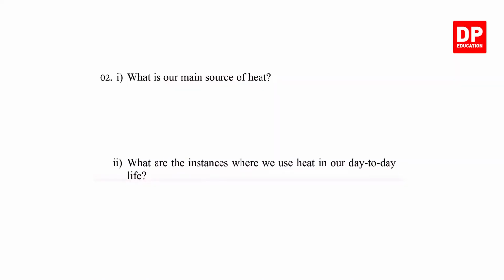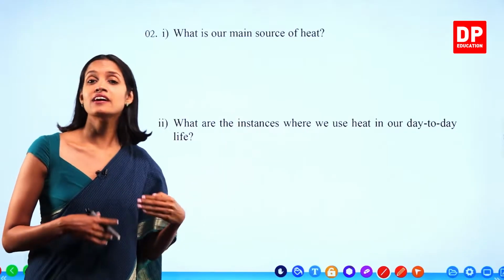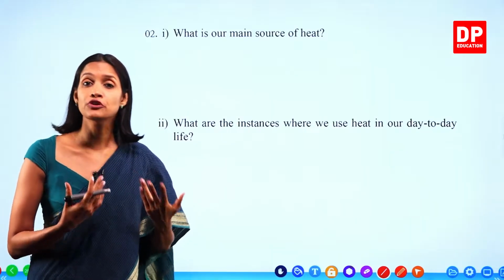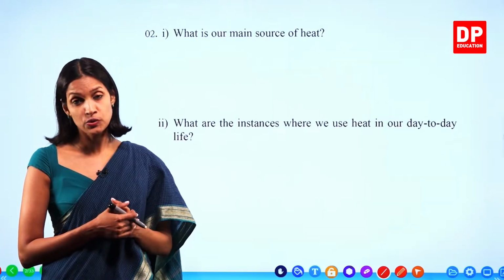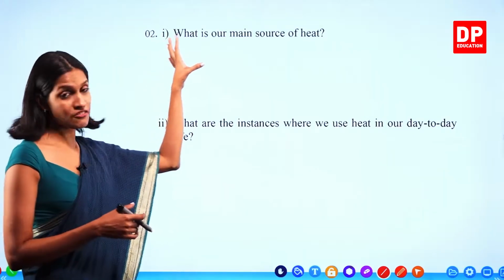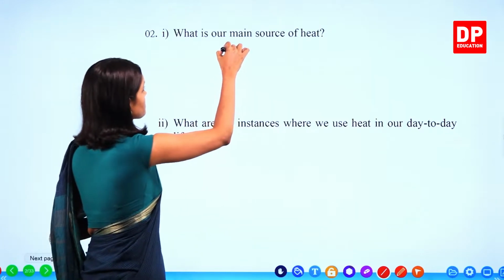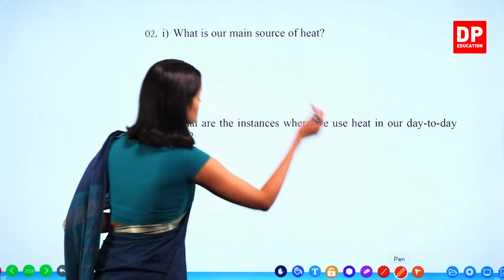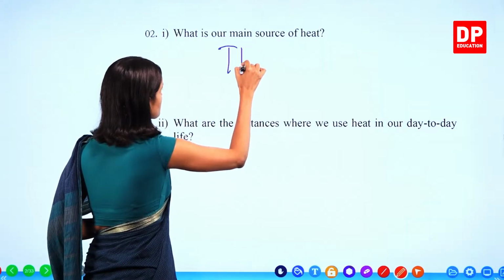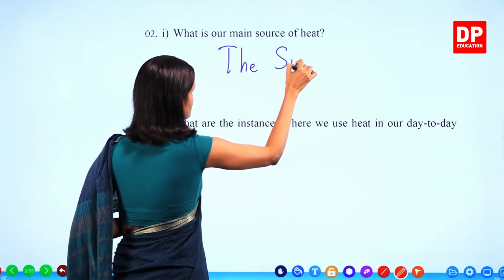Right. Number 2. What is our main source of heat? You know that there are different sources of heat. What is the main source of heat? That is the sun. Right? There are other sources as well. By burning fuel also we can obtain heat. Okay? But the main source of heat is the sun.